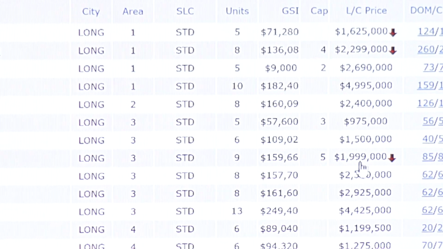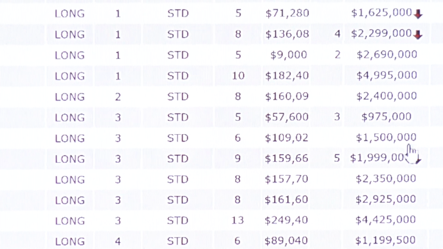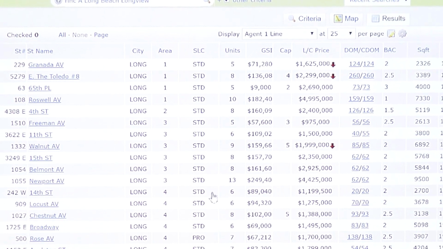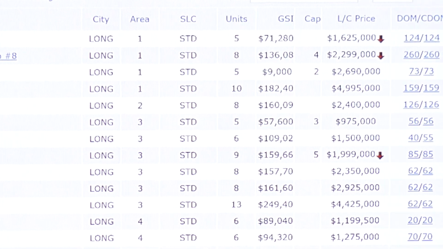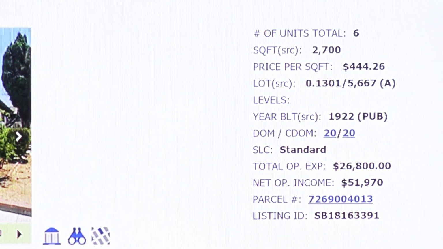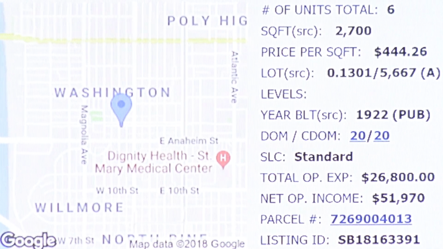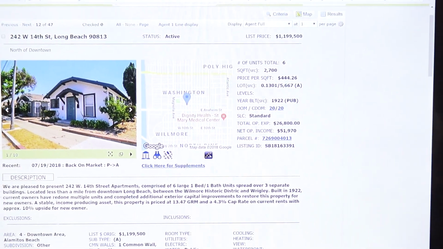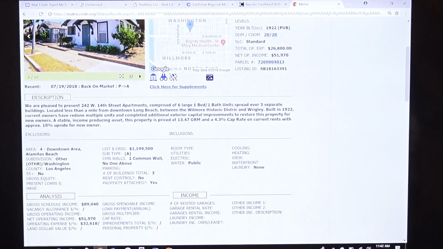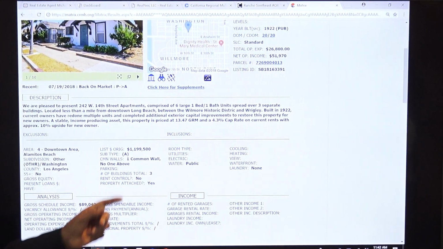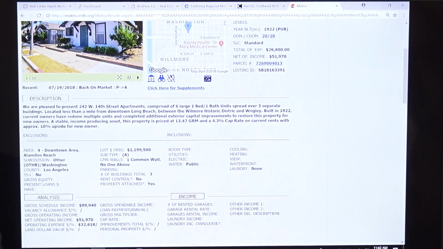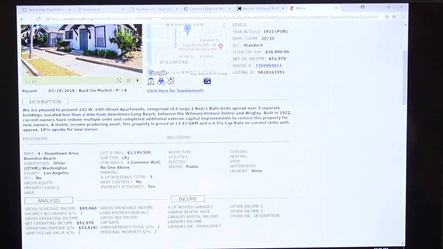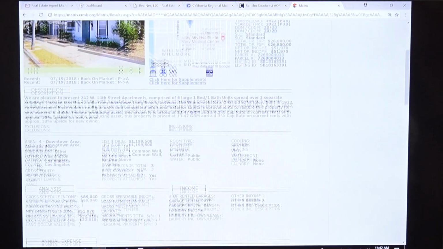Let's see if we can analyze it really quickly, and let's see what we have. 14th Street. Okay, let's look at 14th Street. Okay, it's back on the market. What happened? There's a reason. Let's look at it. Uh-oh, he's saying it's 10% upside for new owner. Is that a value play? Yeah, maybe. Let's check it out.